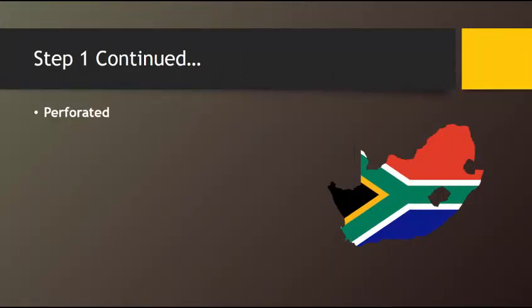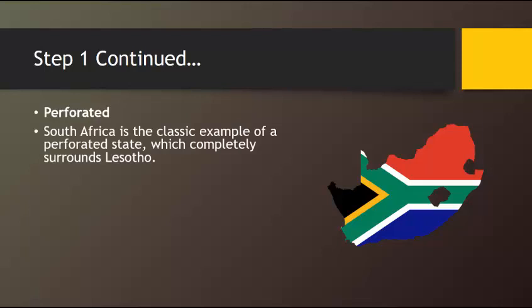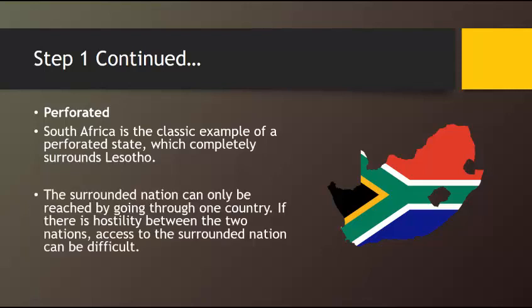Perforated. South Africa is the classic example of a perforated state, which completely surrounds Lesotho. The surrounded nation can only be reached by going through one country. If there is hostility between the two nations, access to the surrounded nation can be difficult.